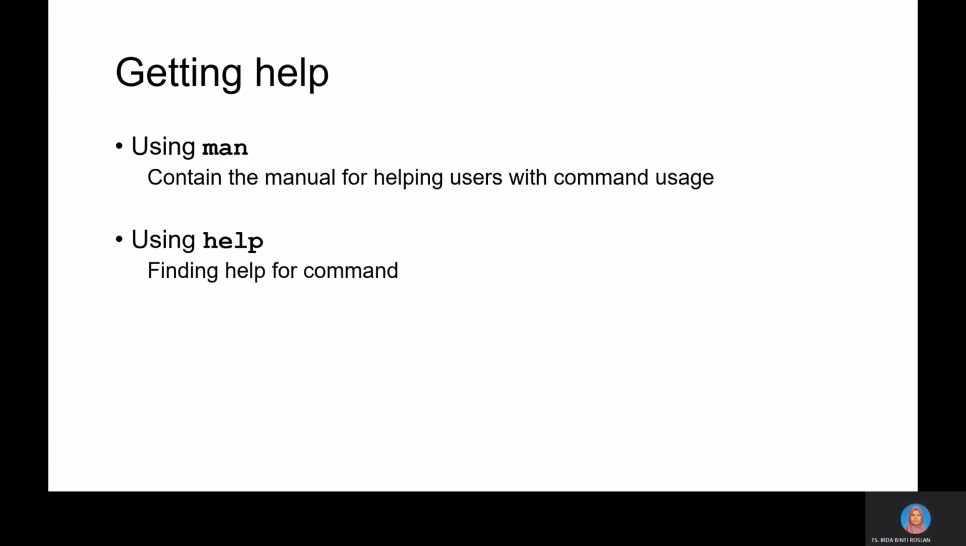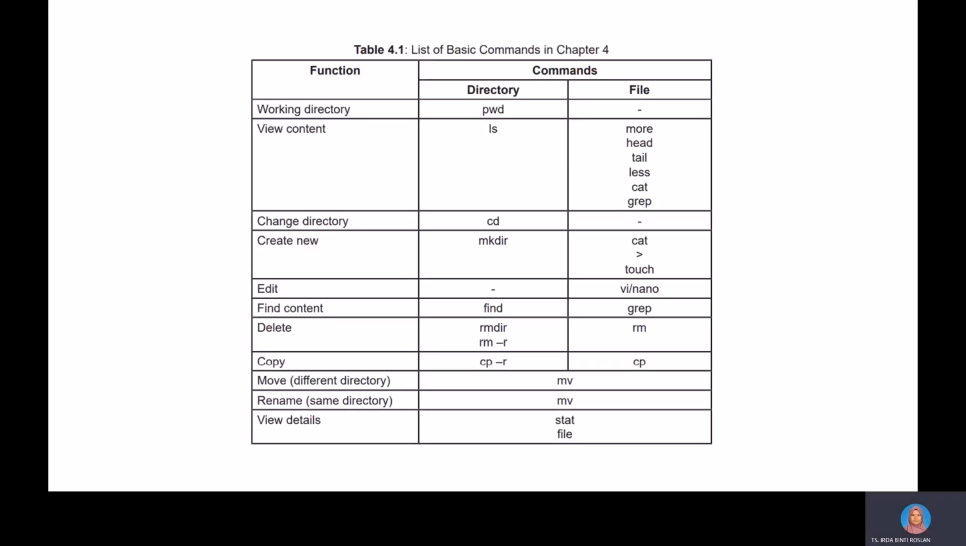Right. Now we look at table 4.1, list of basic commands in chapter 4. So we look at the functions. There are a few functions, and these are the commands, which can be different for directory and file. So first, if you want to look at the working directory, you want to know where the working directory is, we type pwd.